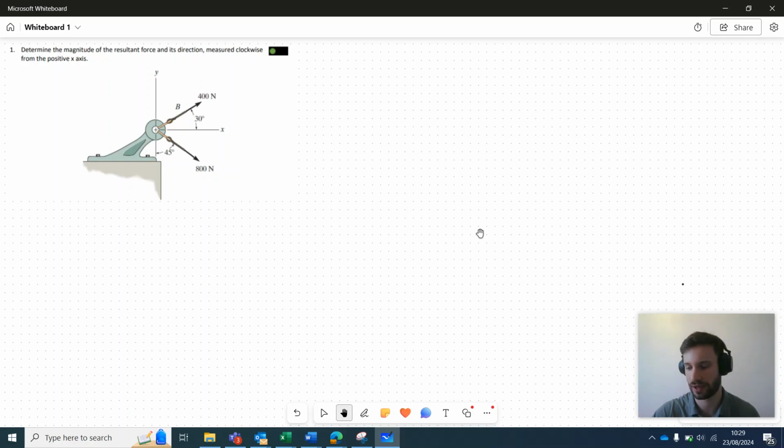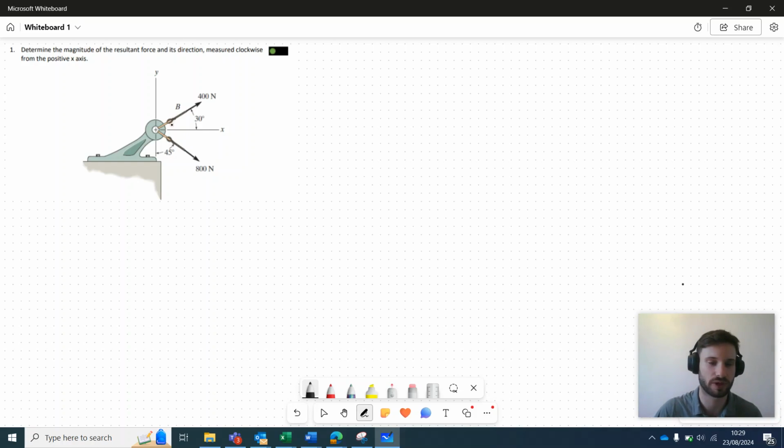So we have this problem here, and I'm just going to go through it, and a lot of the ideas and concepts that I'm going to use, I'm going to trust that you're already familiar and somewhat comfortable with. So let's have a look at this problem then. It's asking: determine the magnitude of the resultant force and its direction measured clockwise from the positive x-axis. What do we mean by the resultant force? Well, the resultant force, we're just talking about the sum of all the forces acting on something, right? And we're being asked to determine its magnitude and its direction.